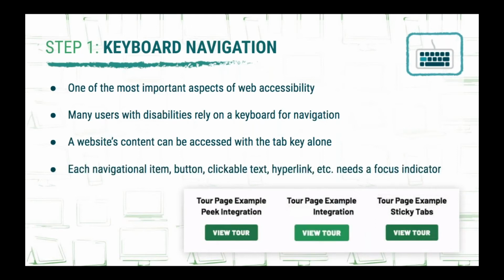So each navigational item, which includes any button, clickable text, hyperlink, etc., needs a focus indicator. As you can see in this animation that I have here, a basic focus indicator is provided automatically by the web browser, and it's typically shown as a border or outline around the focused element. Sadly, there's been a design trend lately to take these outlines and make them hidden because they don't match the branding or they might look old-fashioned. Shame on them, honestly.